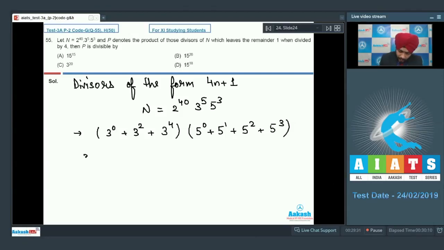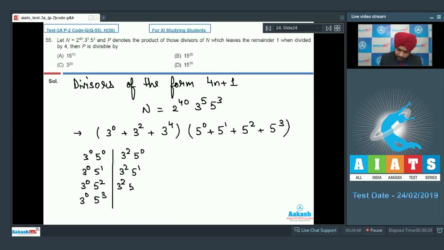Let us quickly write them down. 3^0, 5^0 which means 1. 3^0, 5^1 which means 5. 3^0, 5^2, 25. 3^0, 5^3, 125. 3^2, 5^0, 9. 3^2, 5^1, 45. 3^2, 5^2, 225. 3^2, 5^3, and so on for 3^4. 3^4, 5^0. 3^4, 5^1. 3^4, 5^2 and 3^4, 5^3.